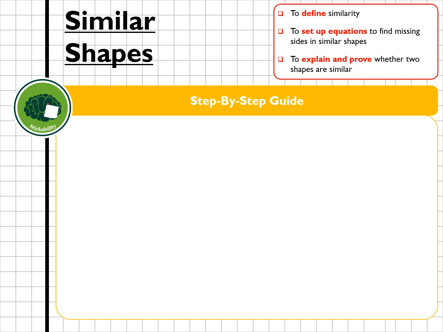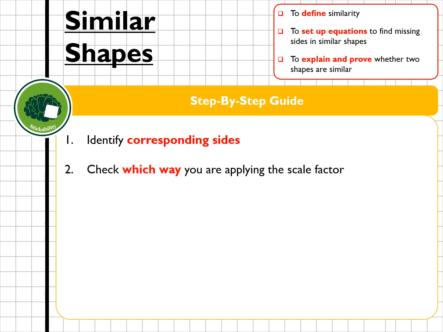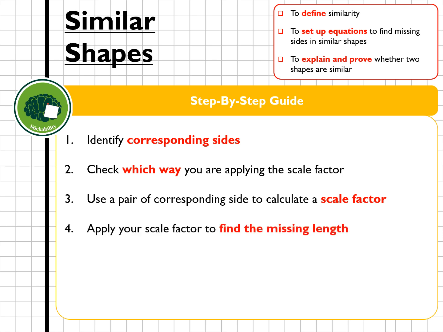So, to recap, when answering questions on similar shapes, step 1, identify any corresponding sides. As I did in the examples, using a different colour just to go over the sides is really helpful. Step 2, double check which way you're applying your scale factor. You always want to go towards the missing side, and I tend to draw an arrow just to remind myself. Use a pair of corresponding sides to calculate a scale factor. The easiest way to do that is to set up a very simple equation and rearrange it. And once you've worked out your scale factor, apply it to find the missing side.